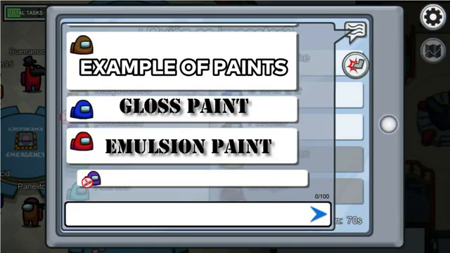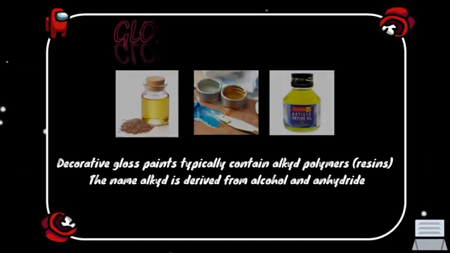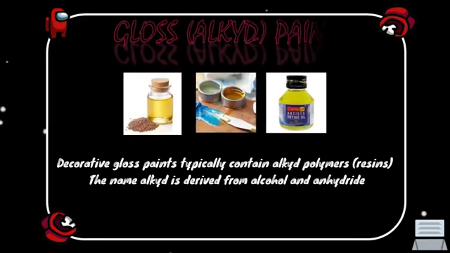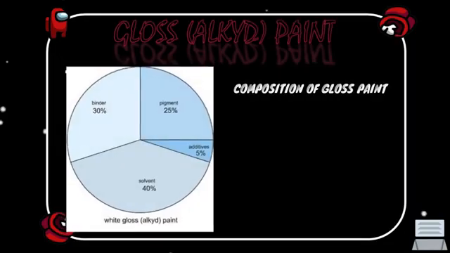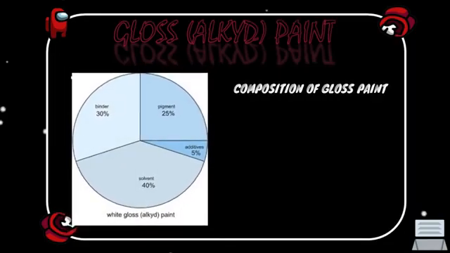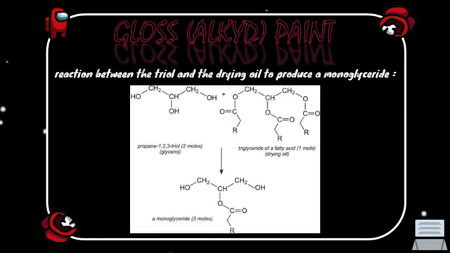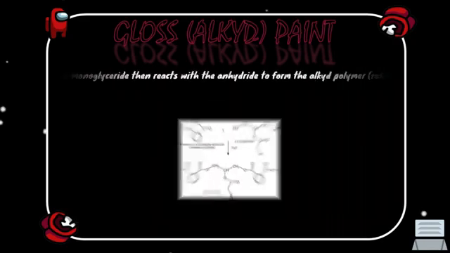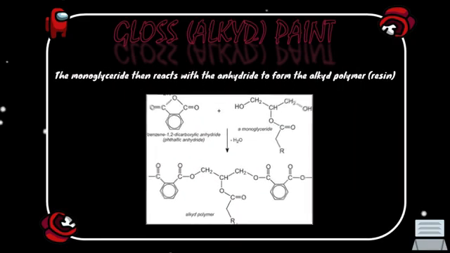So, these are examples for the types of paints. This is the reaction between the triol and the drying oil to produce a monoglyceride. The monoglyceride then reacts with the anhydride to form the alkyd polymer, resin.